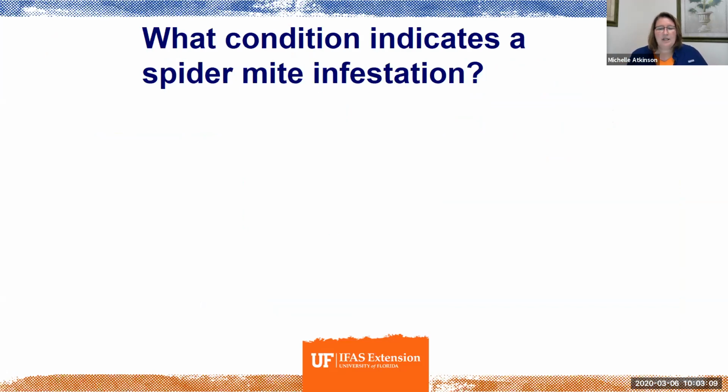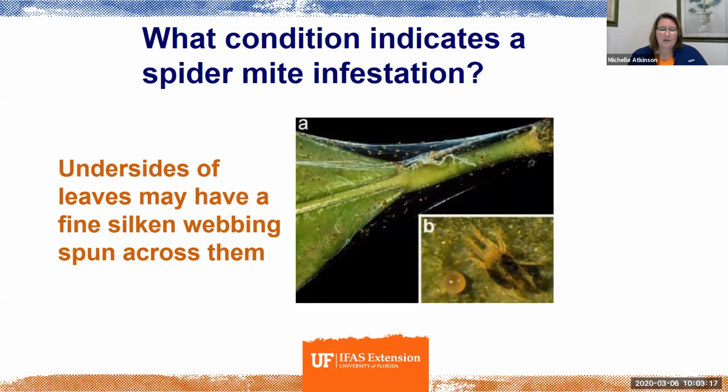What condition indicates a spider mite infestation? What kind of conditions do spider mites like? They like the undersides of the leaves. You're going to find where the leaves attach to the petiole, that webbing is what you're looking for. But you know, often on the underside you'll see them, and they like it hot and dry too.